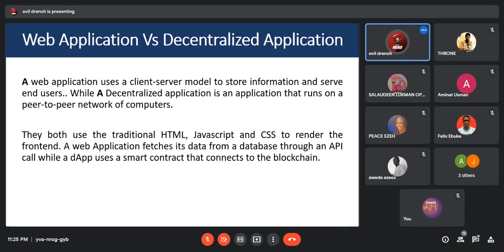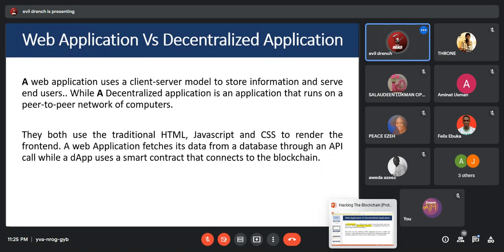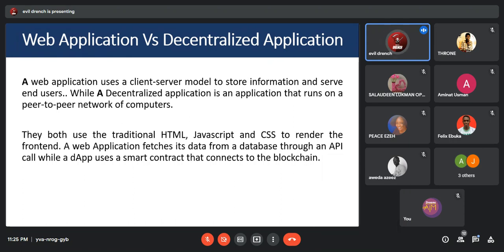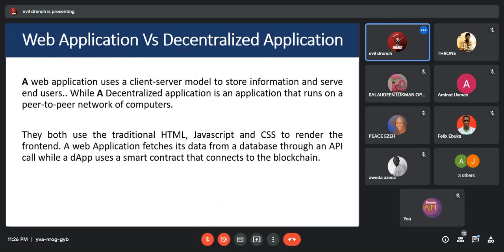A DApp uses the front end just like a web application. It uses HTML, JavaScript, and CSS to render the front end, right? But instead of calling an API, it calls a smart contract. A smart contract is what connects the DApp to the decentralized blockchain. Smart contracts are simply programs that are stored on the blockchain and run only when predetermined conditions are met.